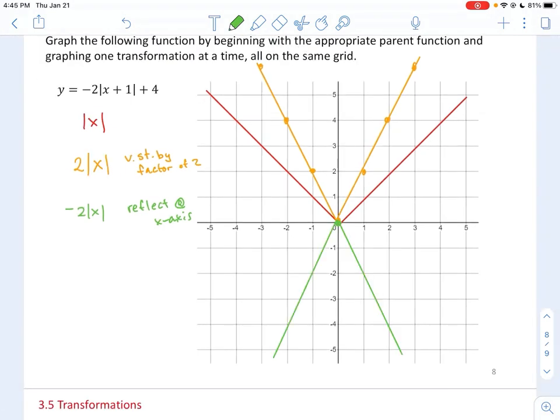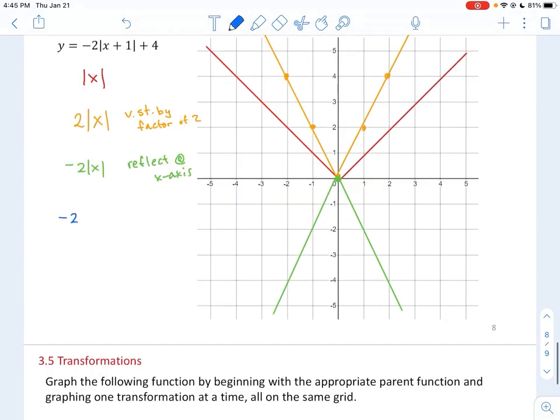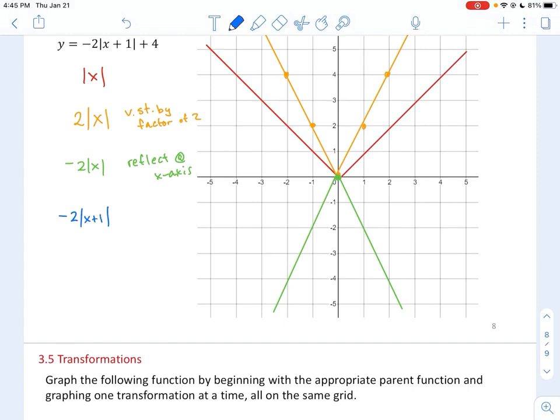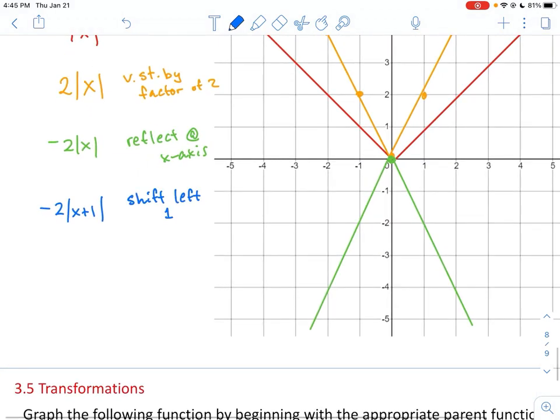Now that we've gotten the reflections and stretchings out of the way, let's finish with the horizontal and vertical shifting. Let's do the horizontal first. To go from green to blue, I erase the x and replace it with x plus 1. In other words, the plus 1 is inside the absolute value. And when you replace x with x plus 1, we have a shift left 1 unit in this case. So now we need a v that has been shifted left 1 unit.